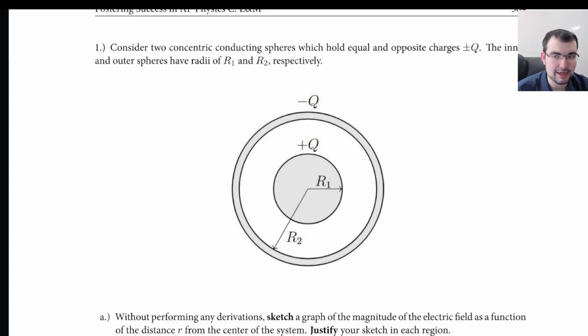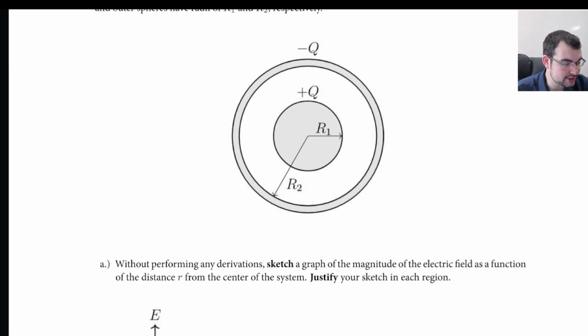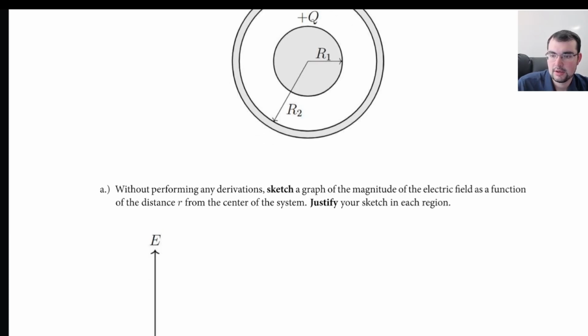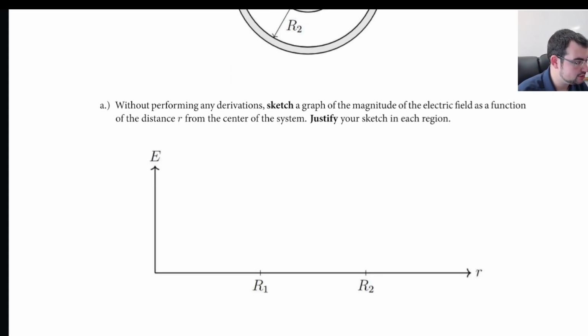All right. So the first case we'll look at is the spherical capacitor. So we have two conducting spheres. So we have a conducting sphere in the center with positive charge, and then we have some spherical shell with equal negative charge on the outside. So first, actually, without performing any derivations, we can determine the behavior of this field.